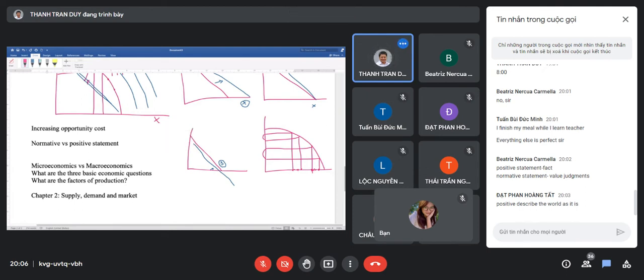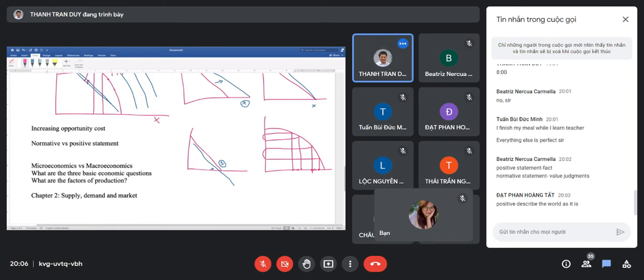Microeconomics studies individual behaviors, right? Individual behaviors, including consumer behaviors, firm behaviors, and market behaviors. So microeconomics measures individual behaviors. In macro, we are concerned about the aggregate. Aggregate behaviors mean the total behaviors, including national output, inflation, unemployment, government budget, etc. So that is macro.